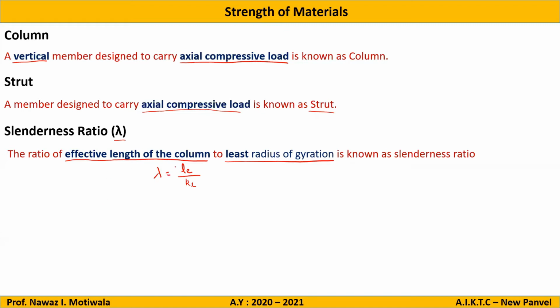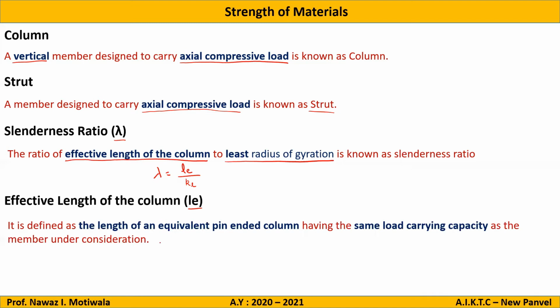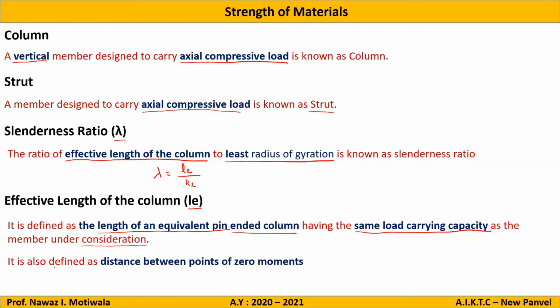Now in this particular term, we have encountered one more term, that is LE, which is the effective length of the column. Now let us see what we mean by effective length. Effective length of the column, denoted by LE, is defined as the length of an equivalent pin-ended column having the same load carrying capacity as the member under consideration. Or in simple terms, it can be defined as the distance between points of zero moments. So on the column, the points where the moment is zero, the distance between those two will be known as the effective length of the column.